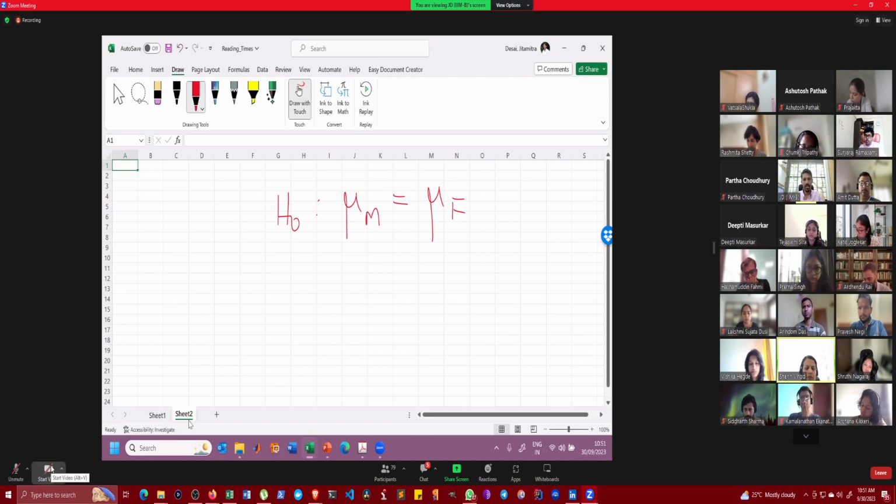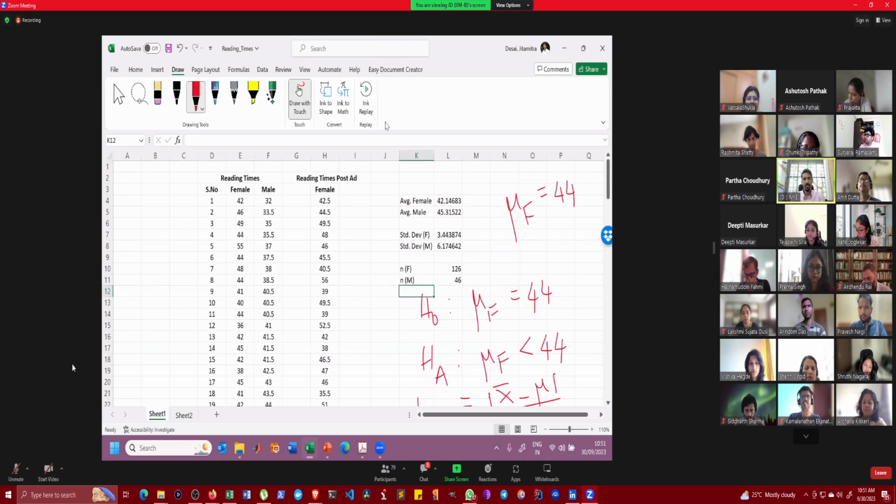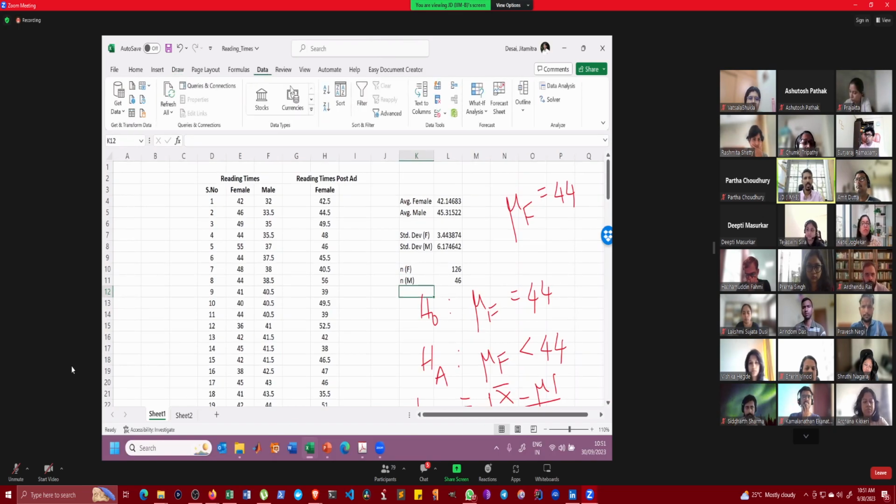Okay, so to do this, instead of doing it by paper and pen because the formulae get complicated, let's move to our data analysis tab. If I go to data in Excel and data analysis, okay.